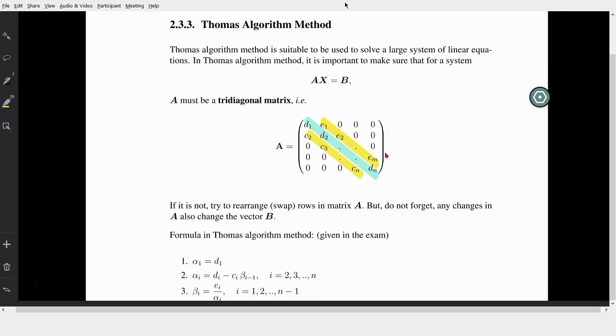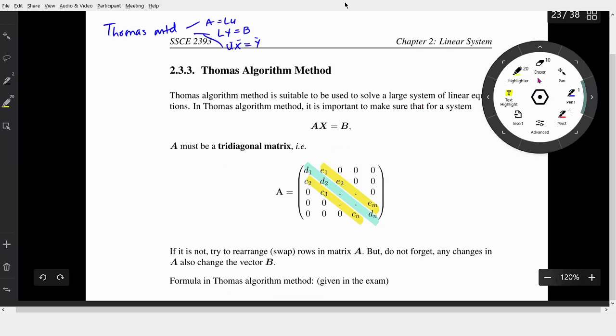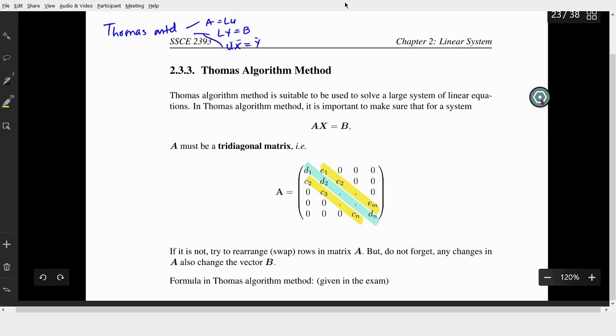Before we go to the algorithm, let us first highlight the specific criteria for the Thomas algorithm. A must be a tridiagonal matrix. You need to remember, before this you had the specific criteria for Doolittle, the specific criteria for Crout. Now you have one more, the specific criteria for the Thomas algorithm: matrix A must be tridiagonal.